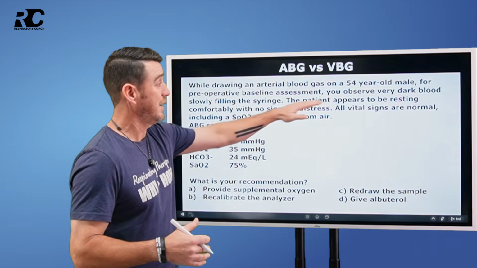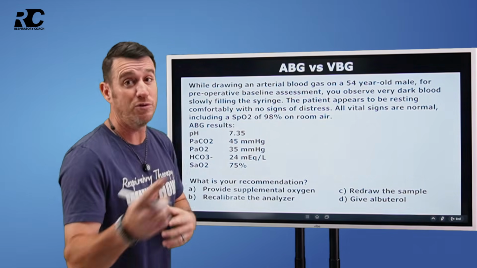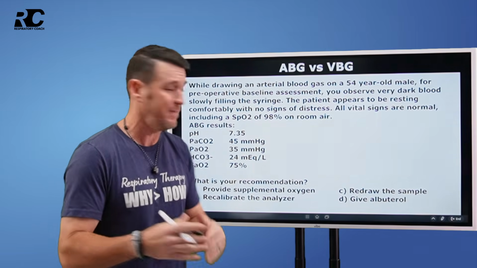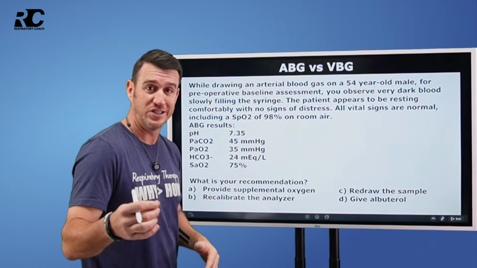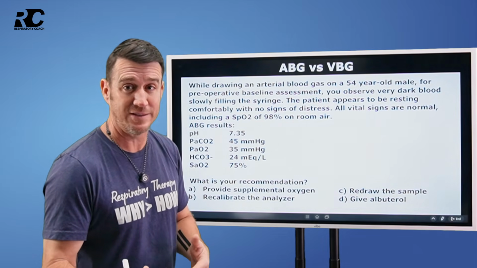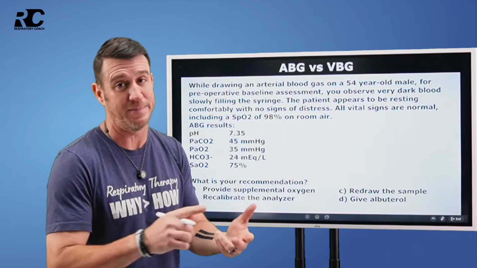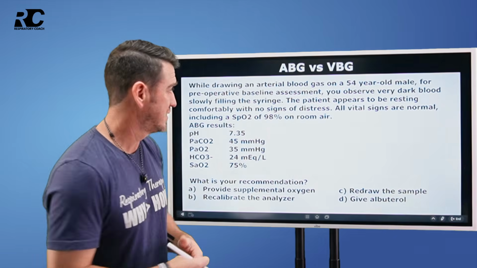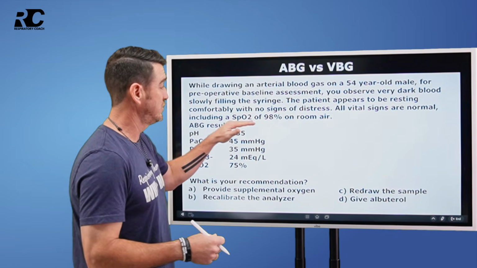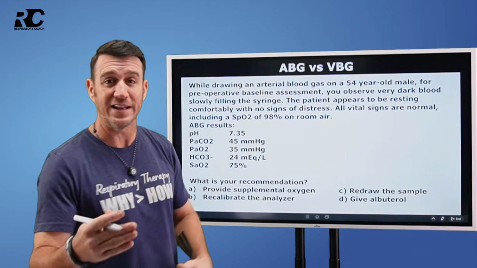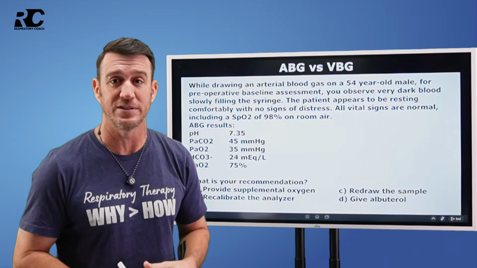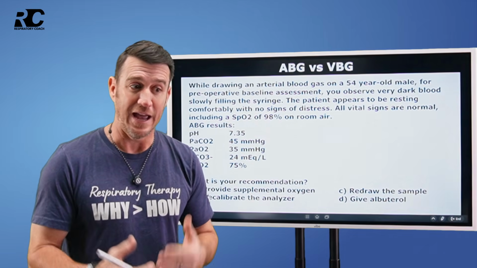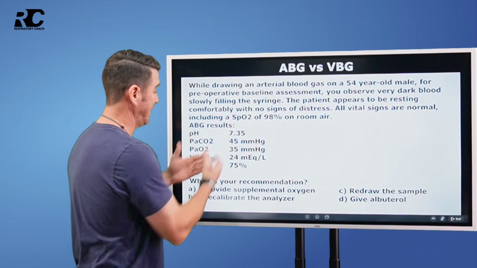We also see that the patient appears to be resting comfortably, no signs of distress. All vital signs are normal. Would a patient who had a legit PaO2 of 35 have normal vital signs? Absolutely not. They'd be tachycardic, they'd be tachypneic, they would be in some sort of distress most likely. And they give us an SpO2 of 98% on room air. That's important because when we get a saturation of 98%, we are expecting a normal PaO2 value. And then we come back with a PaO2 of 35.